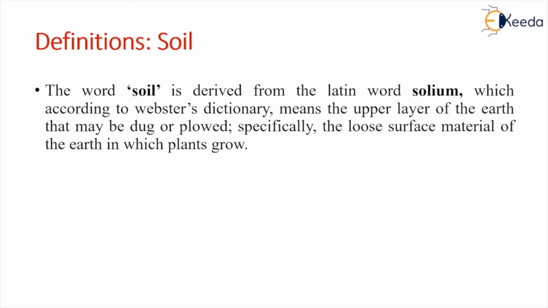Coming to the next definition, that is soil. What do you mean by the word soil? The word soil is derived from the Latin word solium. According to the Webster Dictionary, it is nothing but the upper layer of the earth that may be dug or plowed. More specifically speaking, it is a loose surface material of the earth in which the plants grow.